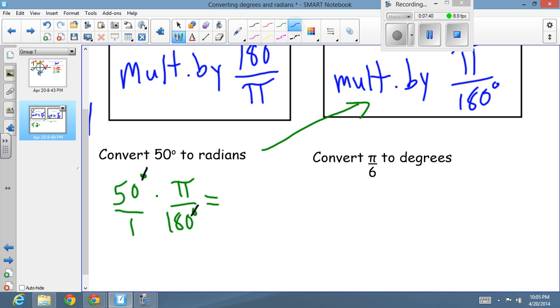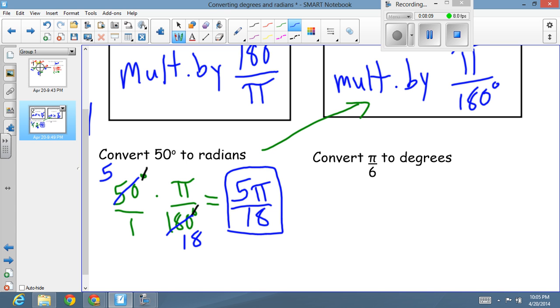I would recommend reducing first. I see I have a 50 and 180. Well, each of those can be divided by 10. 50 can be divided by 10 and you'd be left with 5. 180 can be divided by 10 and you're left with 18. So now when I multiply straight across, I'm left with 5 pi over 18. And that's 50 degrees in radians.